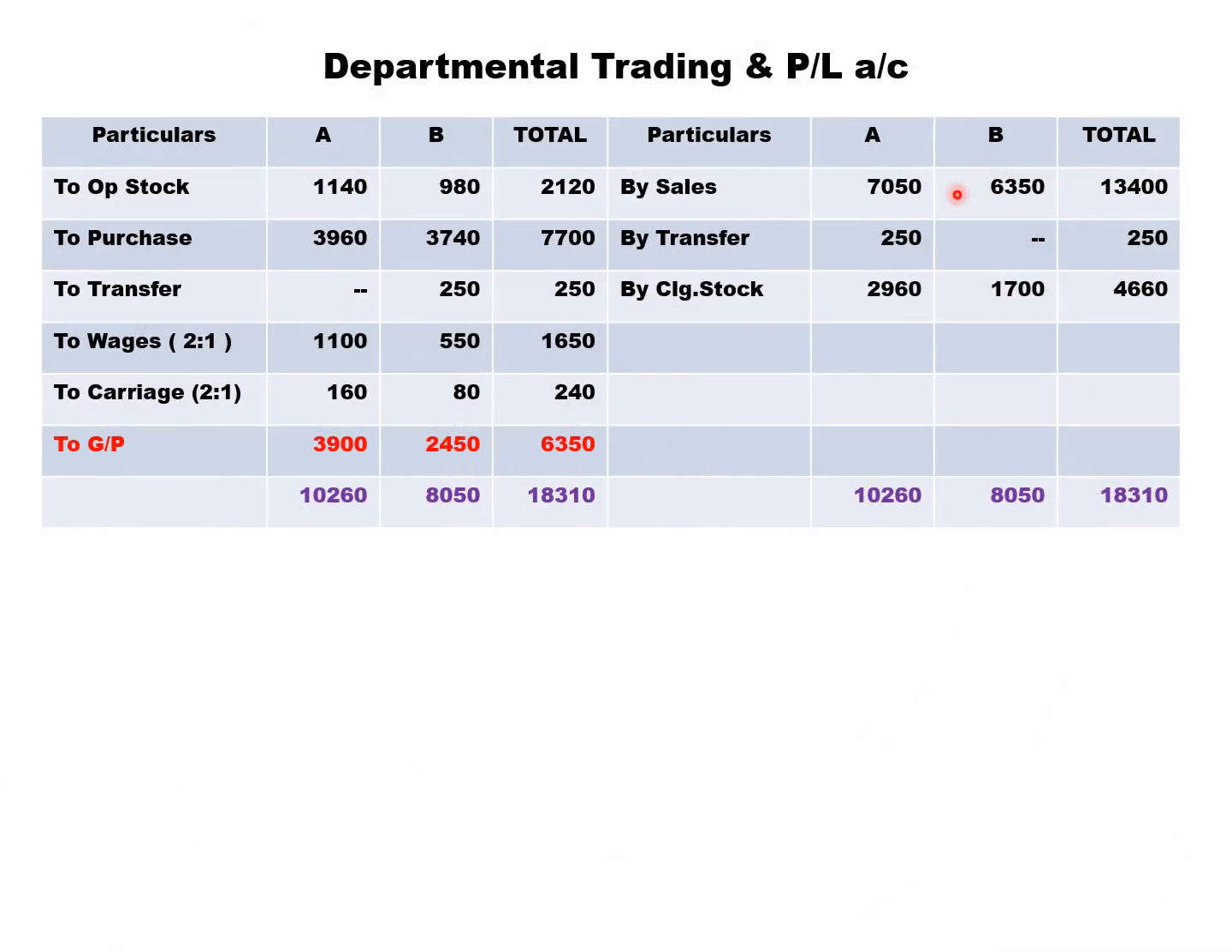So take sales as it is, students, and take the transfers given in the trial balance as it is. Then we have closing stock, take as it is given in adjustment number 5. Take opening stock as it is, purchases as it is, transfer as it is. So all expenses to be distributed in 2:1. So wages 2:1, carriage inward 2:1. So if you total the credit side, you get a gross profit of 3,900, 2,450 and total 6,350.